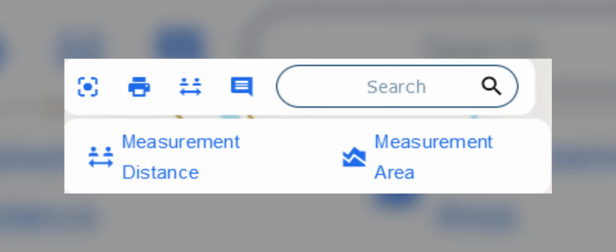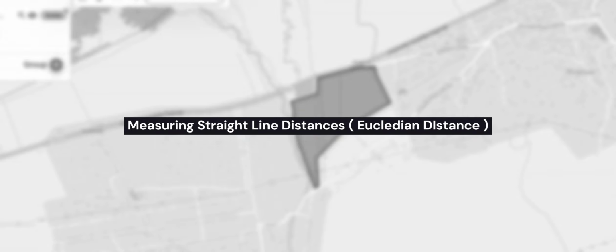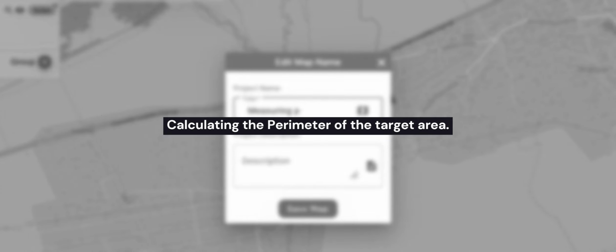MapOG Map Analysis also provides the Measure Distance tool for different analyses. It can be used in many cases, like measuring straight line distances, Euclidean distance, measuring path distances, calculating the perimeter of the target area. Let us see how the Measure Distance tool is used to measure the perimeter.